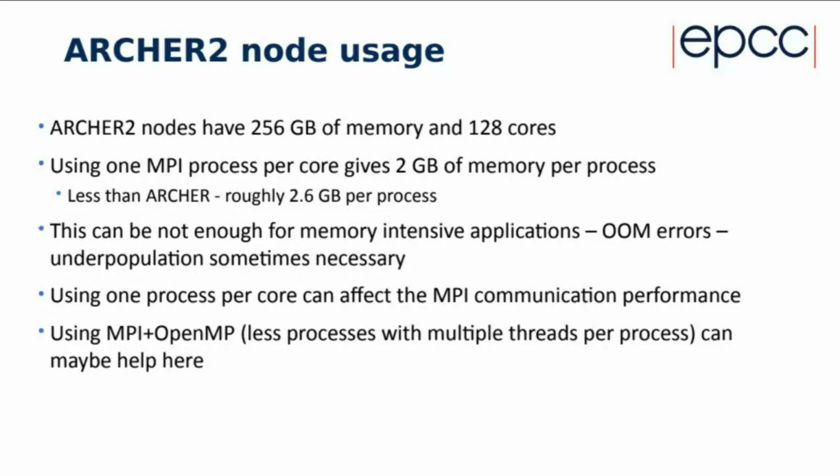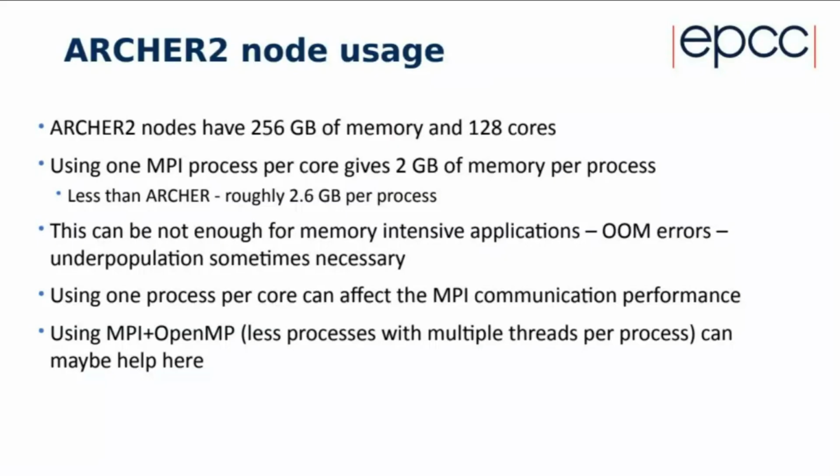Also, if you use one process per core, this can have some negative effects on the MPI communications. Basically you can end up with a lot of processes sending messages, and this can increase the overhead of MPI communications. So using MPI plus OpenMP, where you have fewer processes per node and multiple threads per process, can maybe help here.